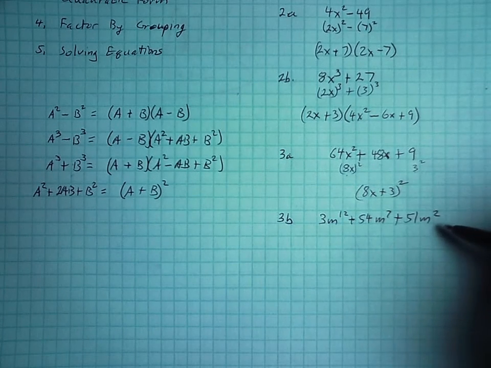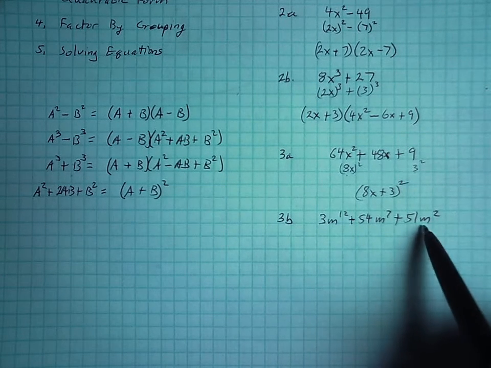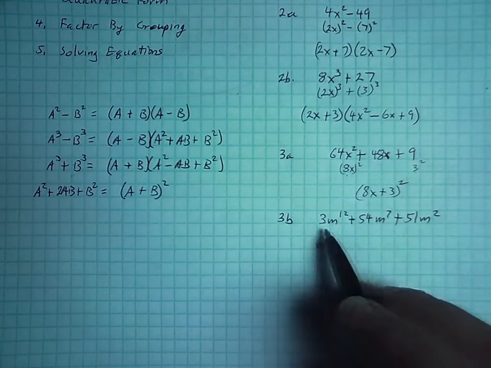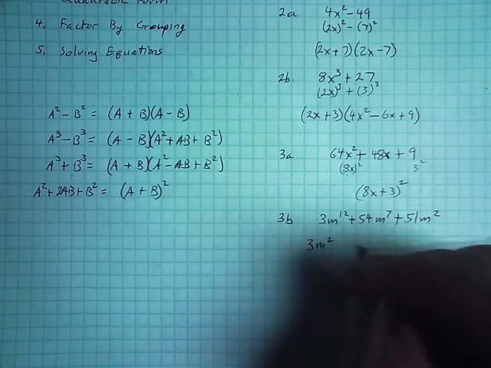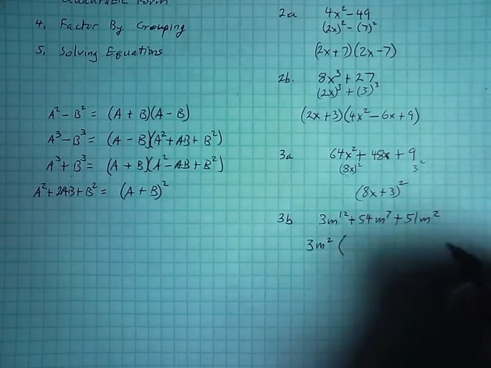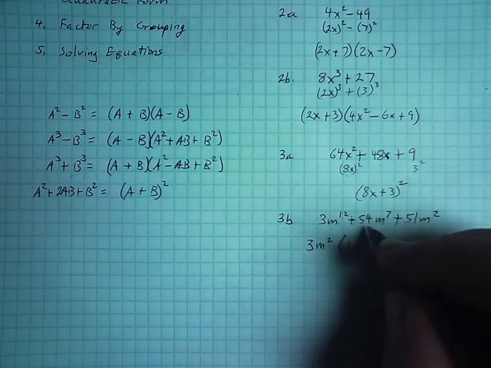In this case, though, we have a greatest common factor. Hopefully you notice they all have m. In fact, they all have at least m squared. So I'm going to factor out an m squared. These are all also multiples of 3. It's a popular choice because it's not 2, but it's also not too big. So when I pull out the 3, that leaves 1 and m to the 10th power.